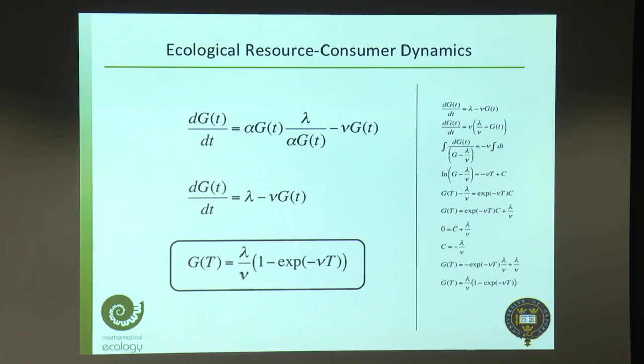So I can cancel these two terms, and I'm left with lambda minus nu g. So basically, in this slow-fast dynamic, I have the amount of resource flowing into the system, and the other thing that's happening is that the moths are just dying.